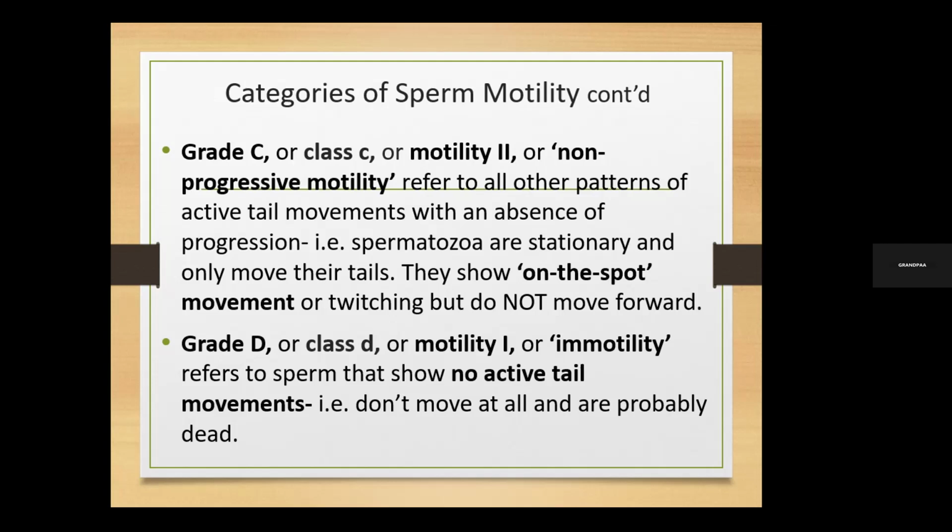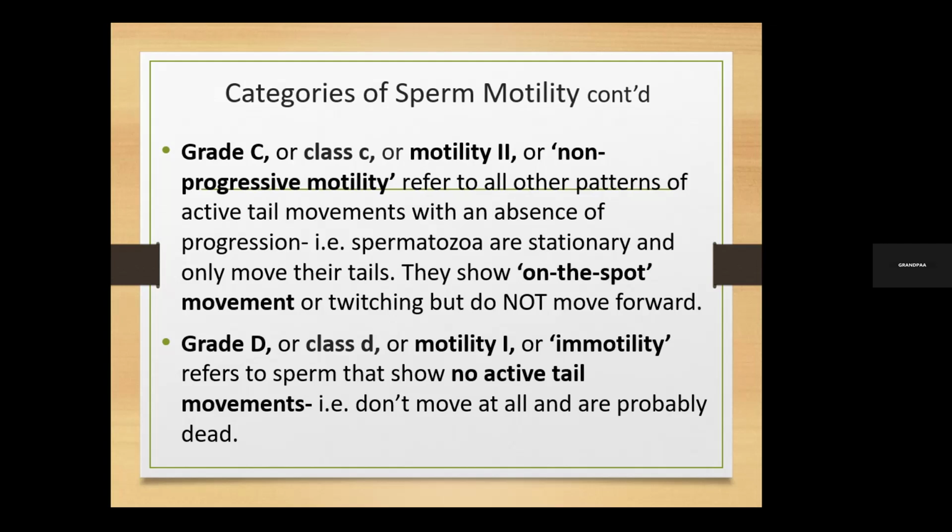On-the-spot movement. Because meanwhile, you want the sperm to be able to move forward. You are moving, you can't say that you are dead. You are moving, but you are expected to be progressive forward, but they are not. But you can't say that they are dead. So they are part of the total motility. Okay, so that is the grade C.